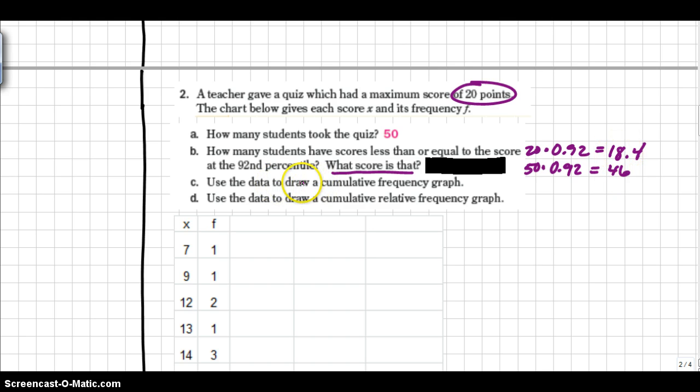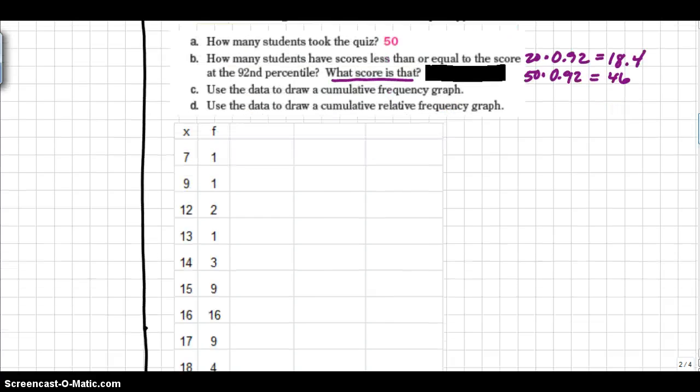Next, students need to draw a cumulative frequency graph. So let's go ahead and fill in the cumulative numbers. So I'm going to do that in the next column. I'm just going to abbreviate it CF for cumulative frequency. And so remember that a cumulative distribution is a running total, so you just add the frequencies up as you go down the line. So the first number is going to stay the same, and we do 1 plus 1 is 2, 2 plus 2 is 4, 4 plus 1 is 5, 5 plus 3 is 8, 8 plus 9 is 17, and so on.